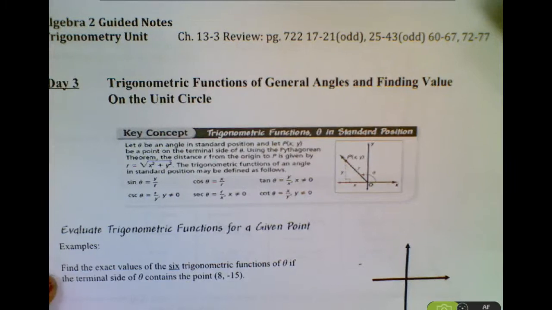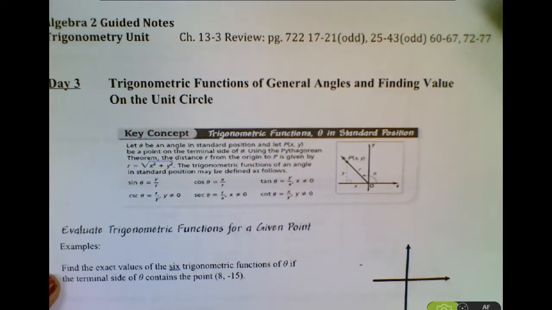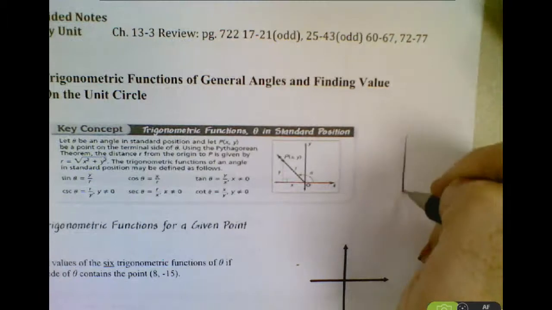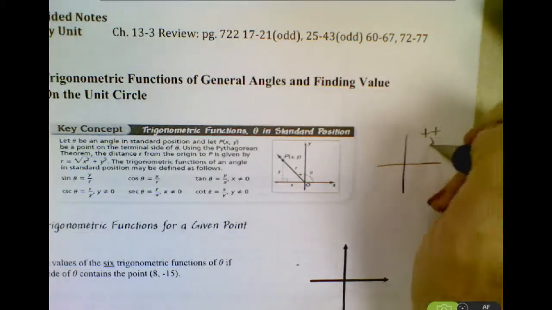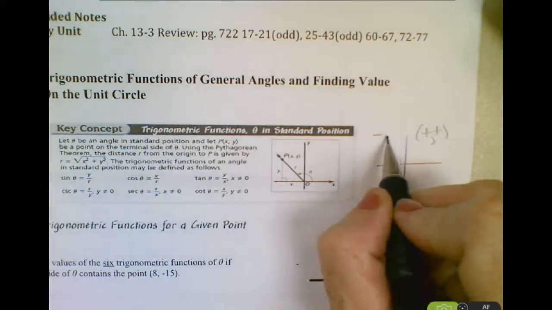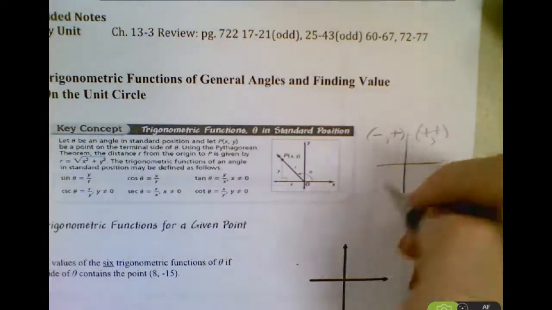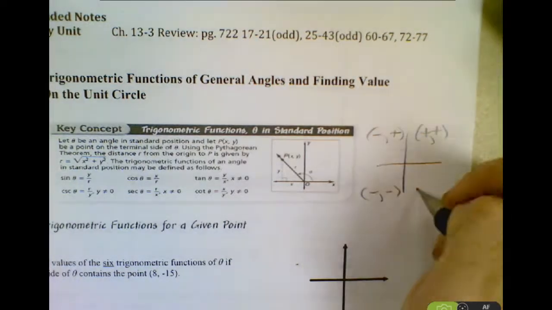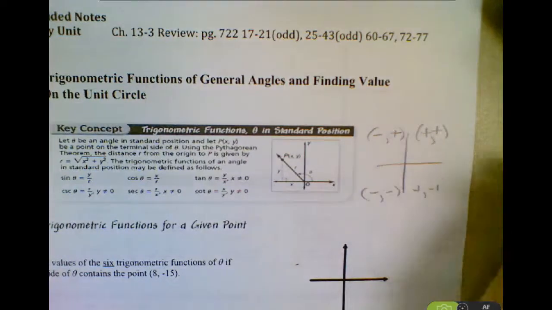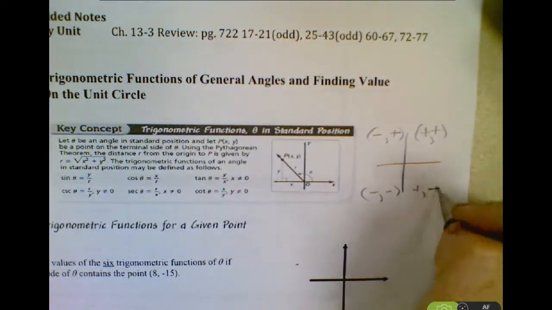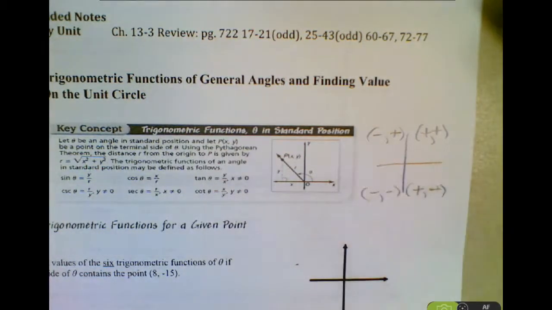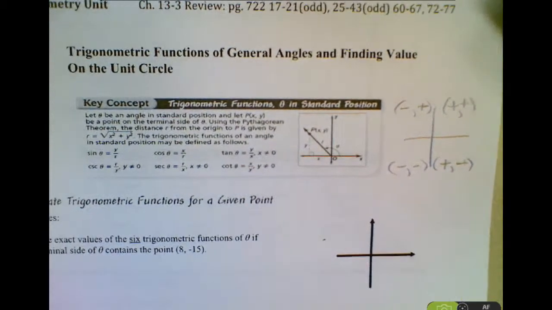So when you're evaluating trig functions for a given point, what you're really going to be focusing on is what quadrant you're in. Let's go through and remember that in our quadrants, you have positive, positive coordinates here. Here you have negative, positive. Here you would have negative, negative, and then positive, negative. So if you can label those out, then when you're given a set of coordinate points, you can already determine what quadrant that's going to be in.